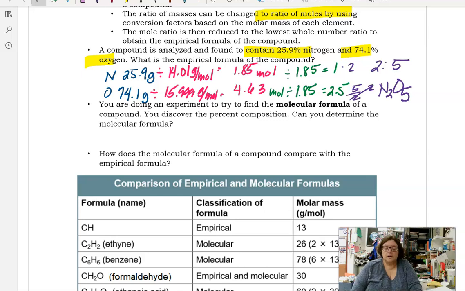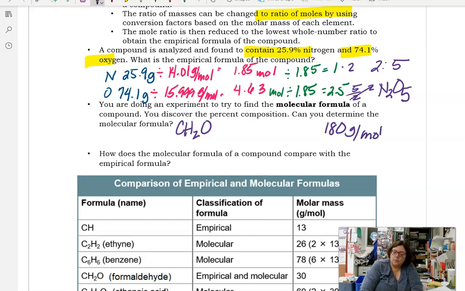Well, the next one talks about molecular formula. If you want to find molecular formula, when you put that substance you're analyzing into the mass spectrometer, and it comes out and tells you the percent composition, it's also going to tell you how heavy the molecule is. Okay, so that's the next step. So if we are starting with the empirical formula for glucose, we know that the molecule weighs 180 grams per mole, because that's one of the ones I have memorized.